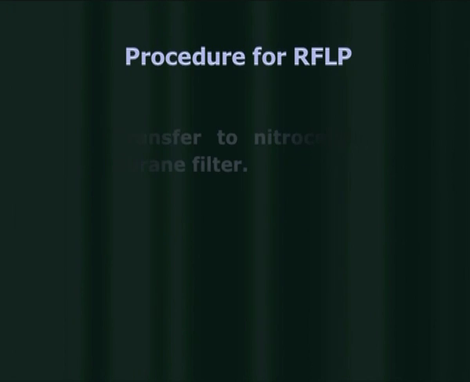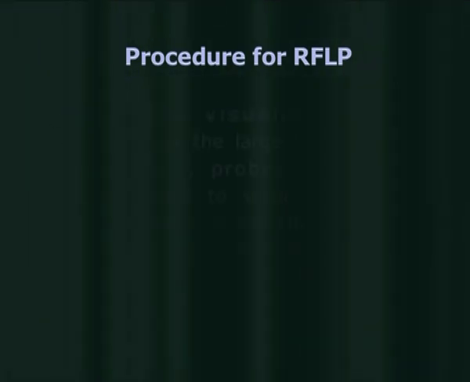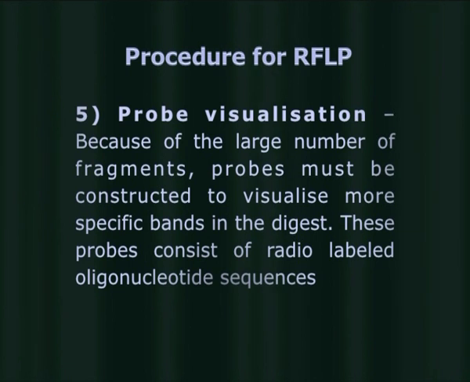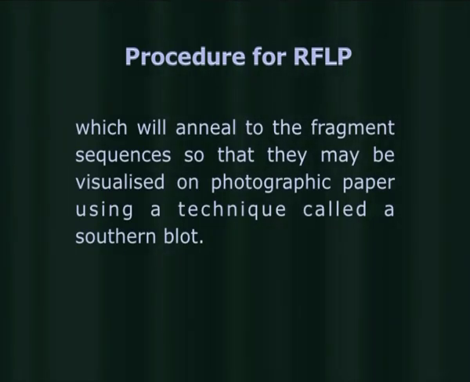The next step is transfer to a nitrocellulose membrane filter. And the next step is probe visualization. Because of the large number of fragments, a probe must be constructed to visualize more specific bands in the digest. These probes consist of radio-labeled oligonucleotide sequences which will anneal to the fragment sequences so that they may be visualized on photographic paper using a technique called a Southern blot.